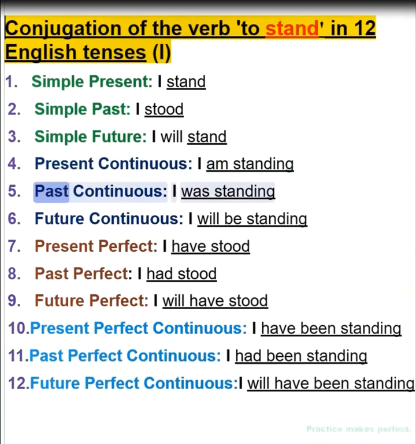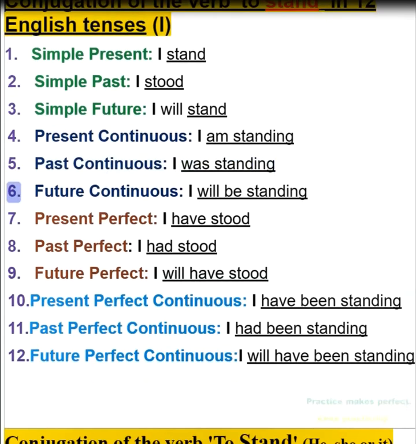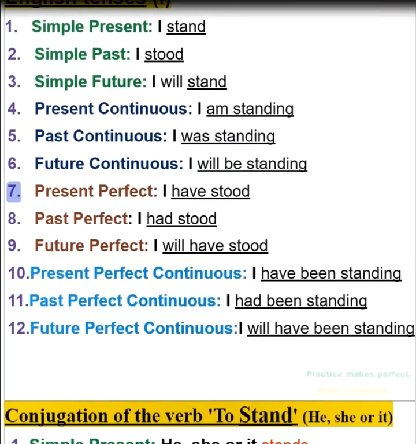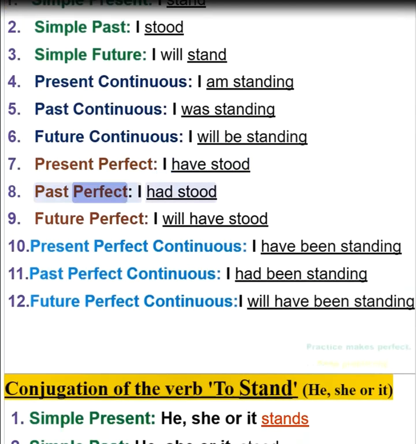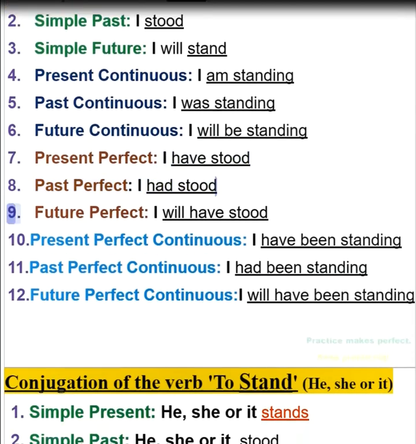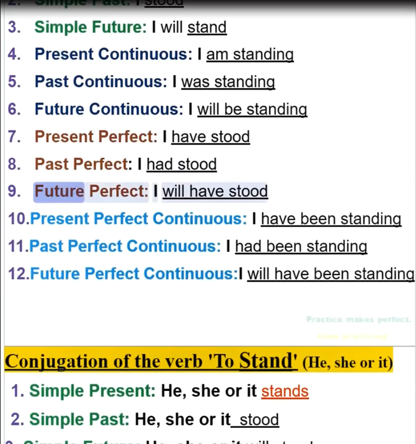5. Past continuous, I was standing. 6. Future continuous, I will be standing. 7. Present perfect, I have stood. 8. Past perfect, I had stood. 9. Future perfect, I will have stood.